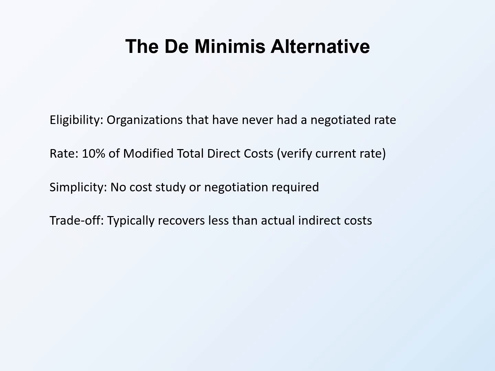Organizations considering their first rate negotiation should weigh whether the de minimis rate or a negotiated rate better serves their needs. The de minimis rate was 10% of modified total direct costs as of November 2025.